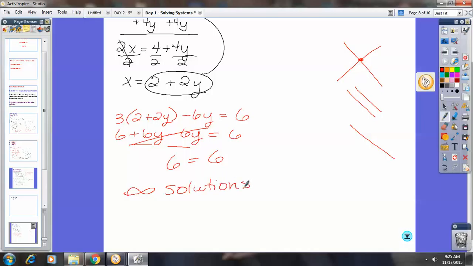These are actually the same equations, you could simplify them a little bit. They're the same equation. So if it's a true statement when you solve, your variables cancel out, you have a true statement, we're going to say that there's infinite solutions. If it had been a false statement, what do you suspect we're going to say? No solution.